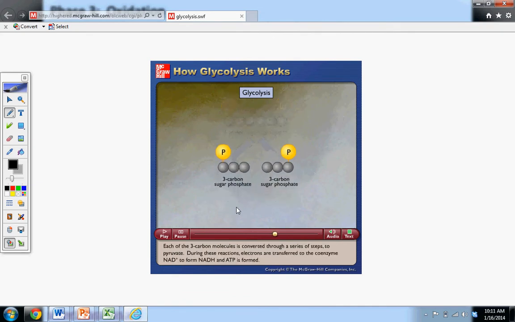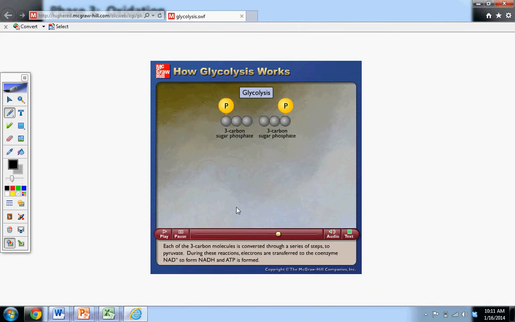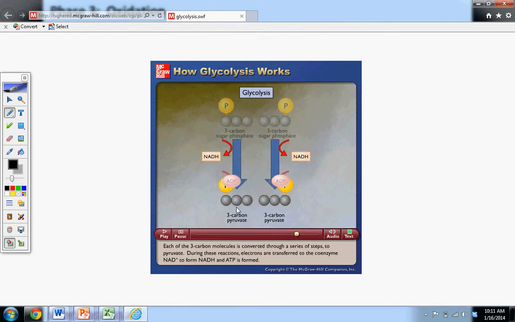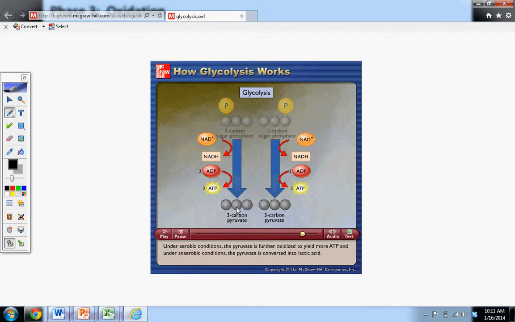Each of the molecules is converted through a series of steps to pyruvate. During these reactions, electrons are transferred to the coenzyme NAD+ to form NADH, and ATP is formed. Under aerobic conditions, the pyruvate is further oxidized to yield more ATP, and under anaerobic conditions, the pyruvate is converted into lactic acid.